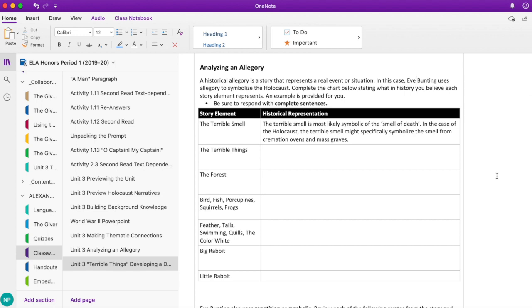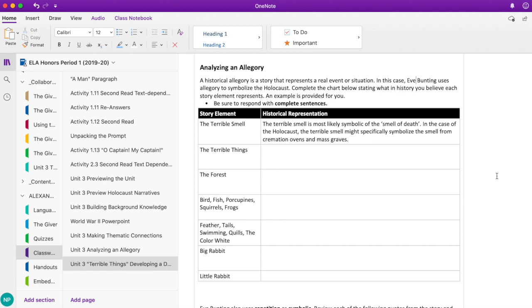A historical allegory is a story that represents a real event or situation. In this case, Eve Bunting uses an allegory to symbolize the Holocaust. Complete the chart below stating what in history you believe each story element represents. An example has been provided for you. Be sure to respond with complete sentences.